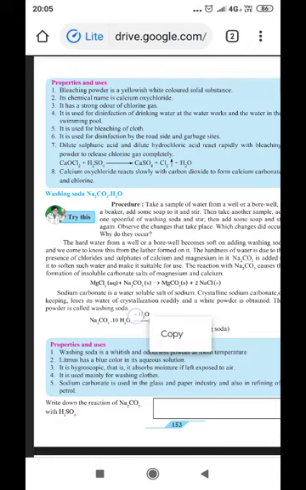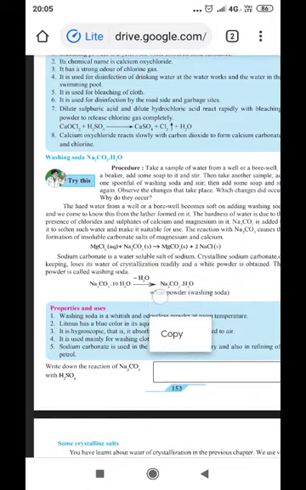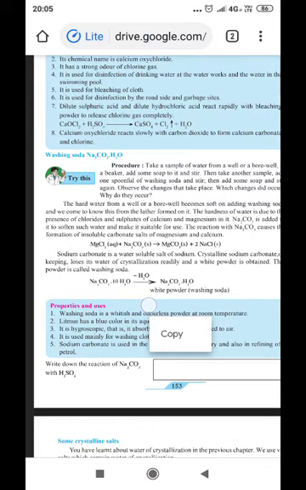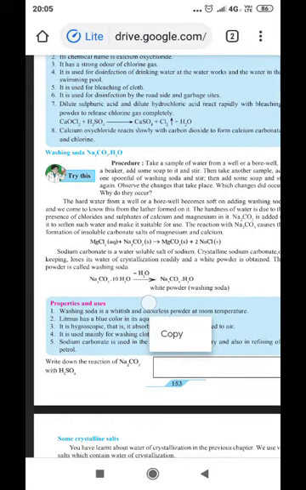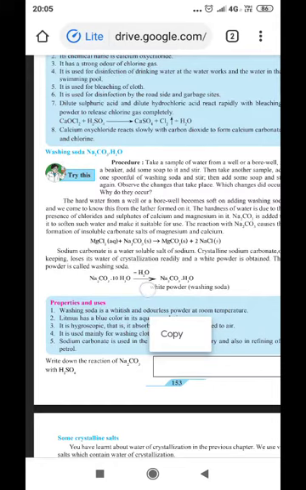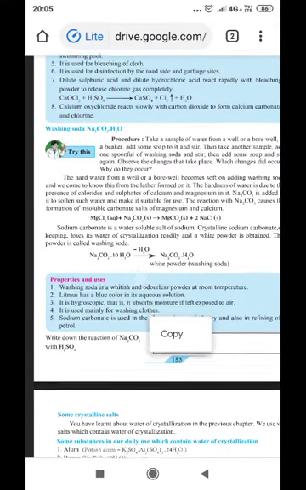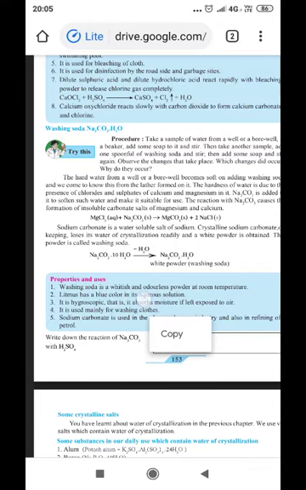Now we'll move to another salt which we use in our day-to-day life: washing soda. Chemical formula is Na2CO3.H2O. Now take a sample of water from a well or a bore well in a beaker, add some soap to it and stir. Then take another sample, add one spoonful of washing soda and stir. Then add some soap and stir again. Observe the changes that take place.